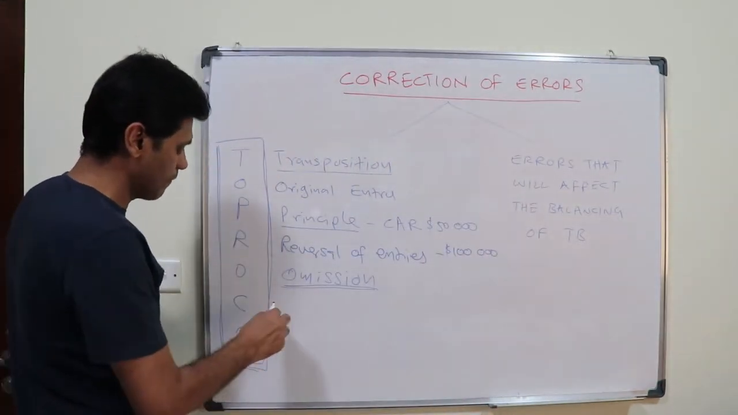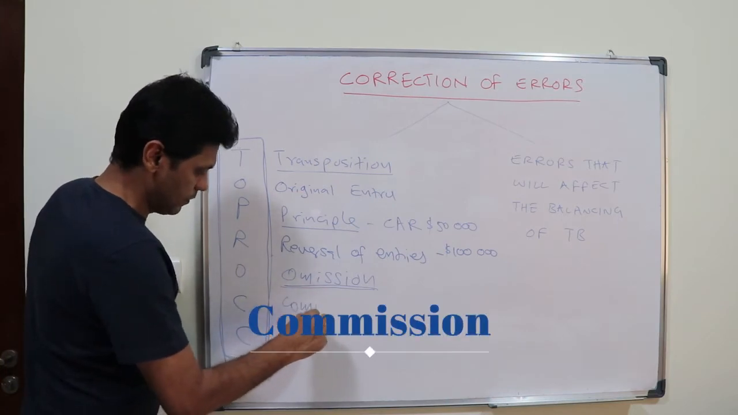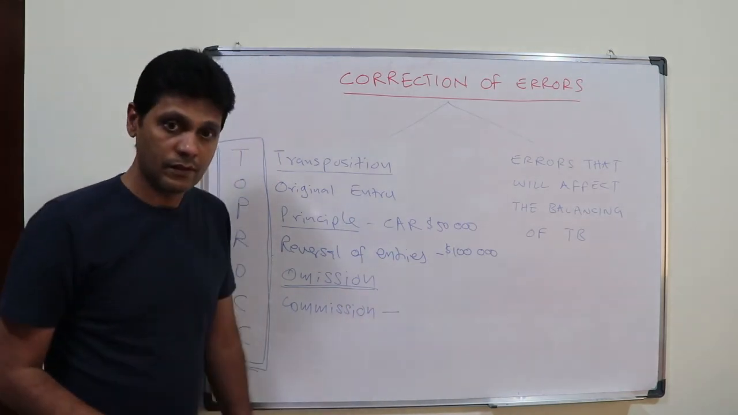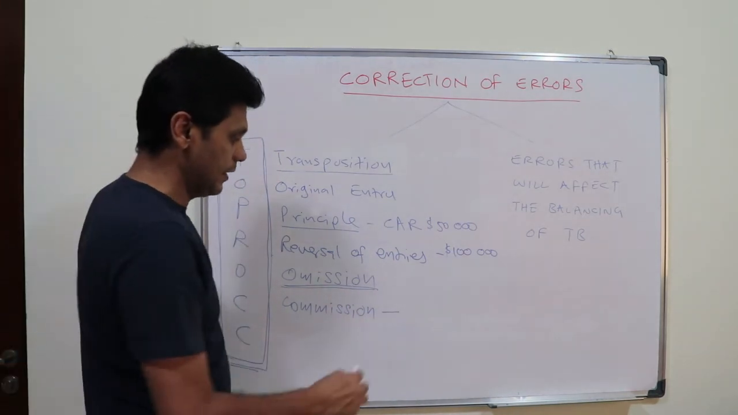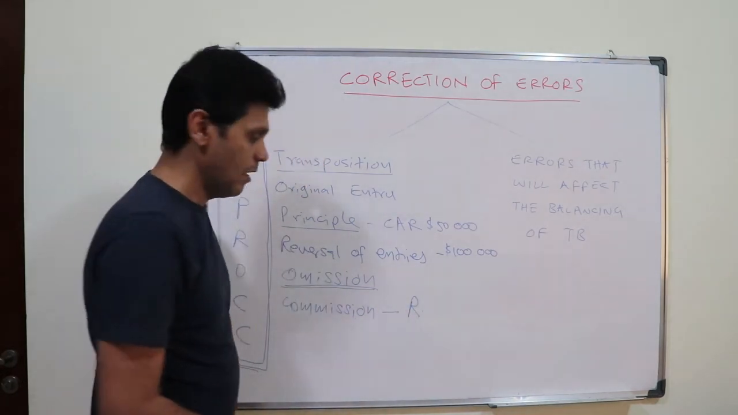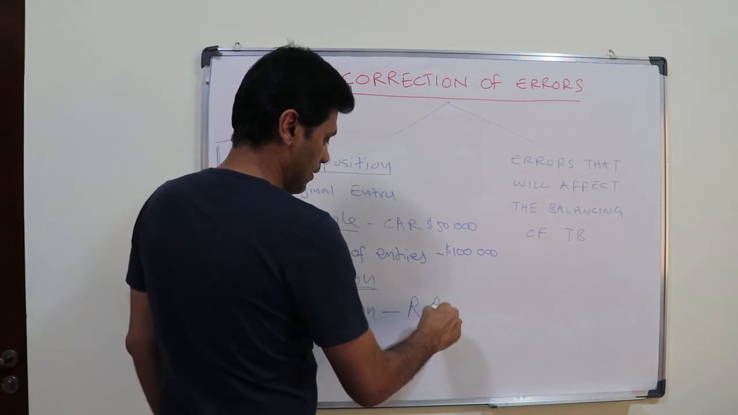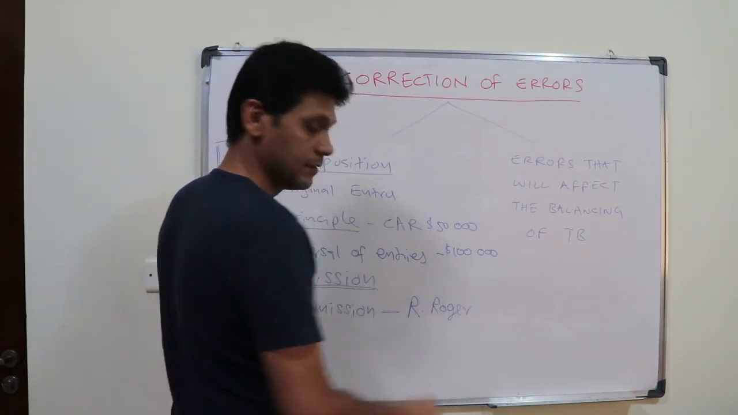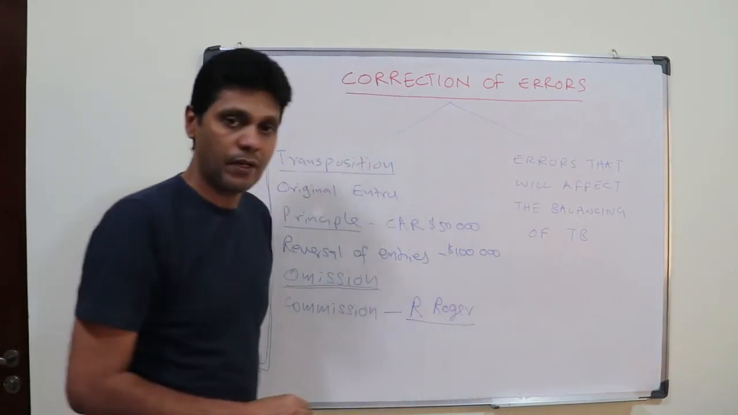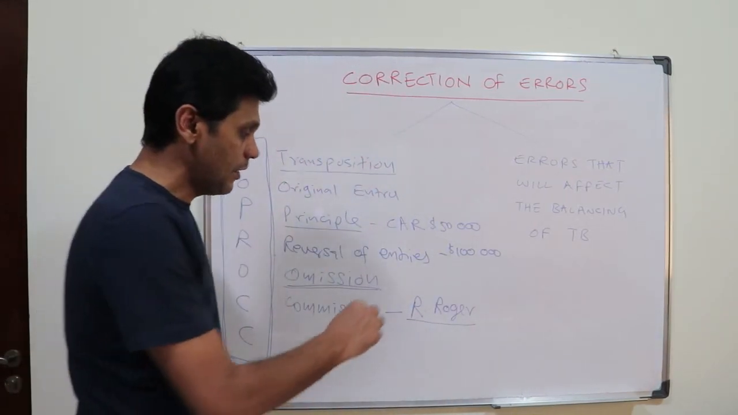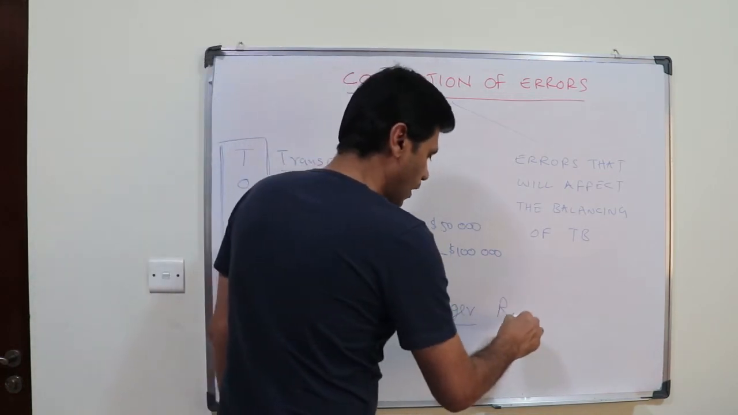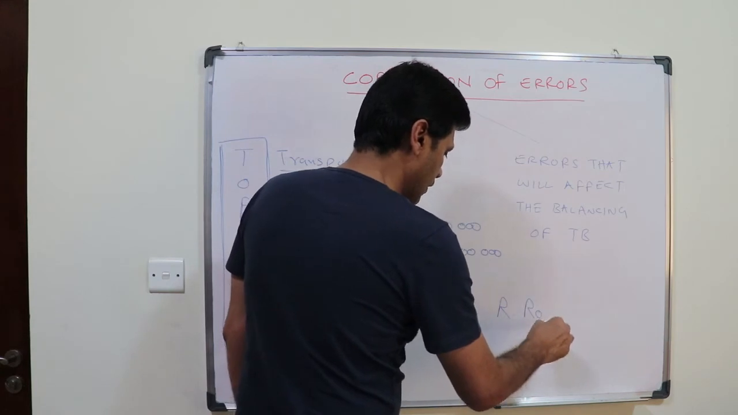So for example, errors of commission. Let's say you had a supplier called Roger. So you made a payment to this particular supplier. Instead of crediting this supplier, you credited Robert.